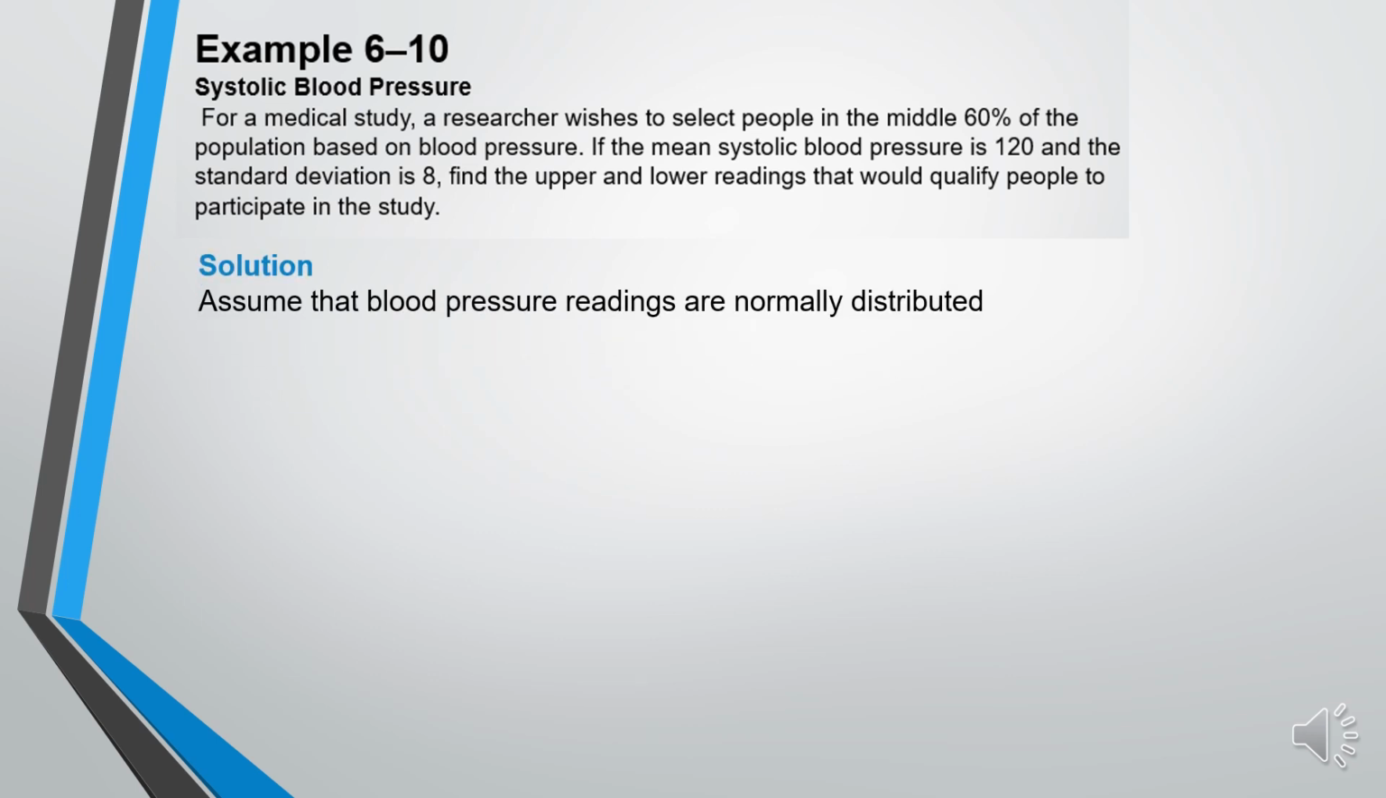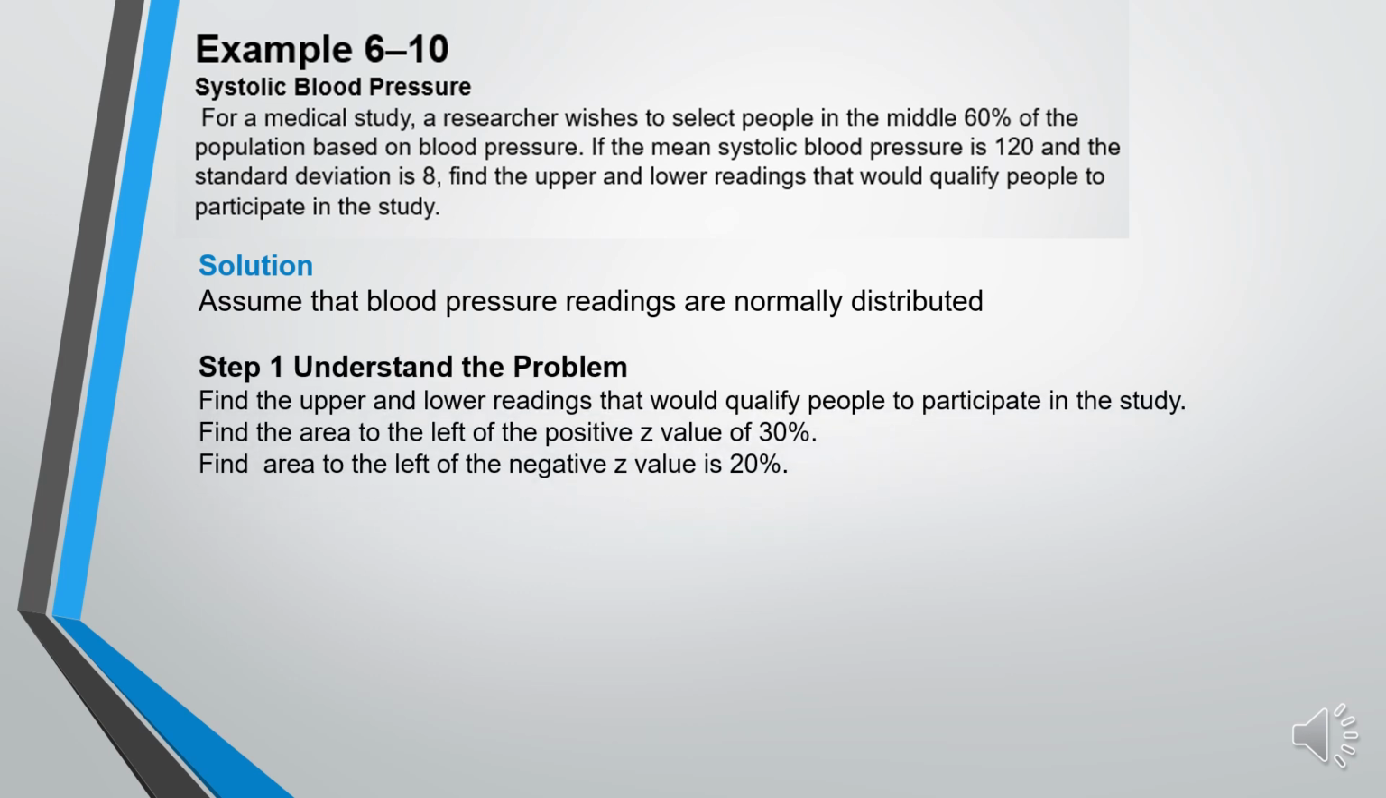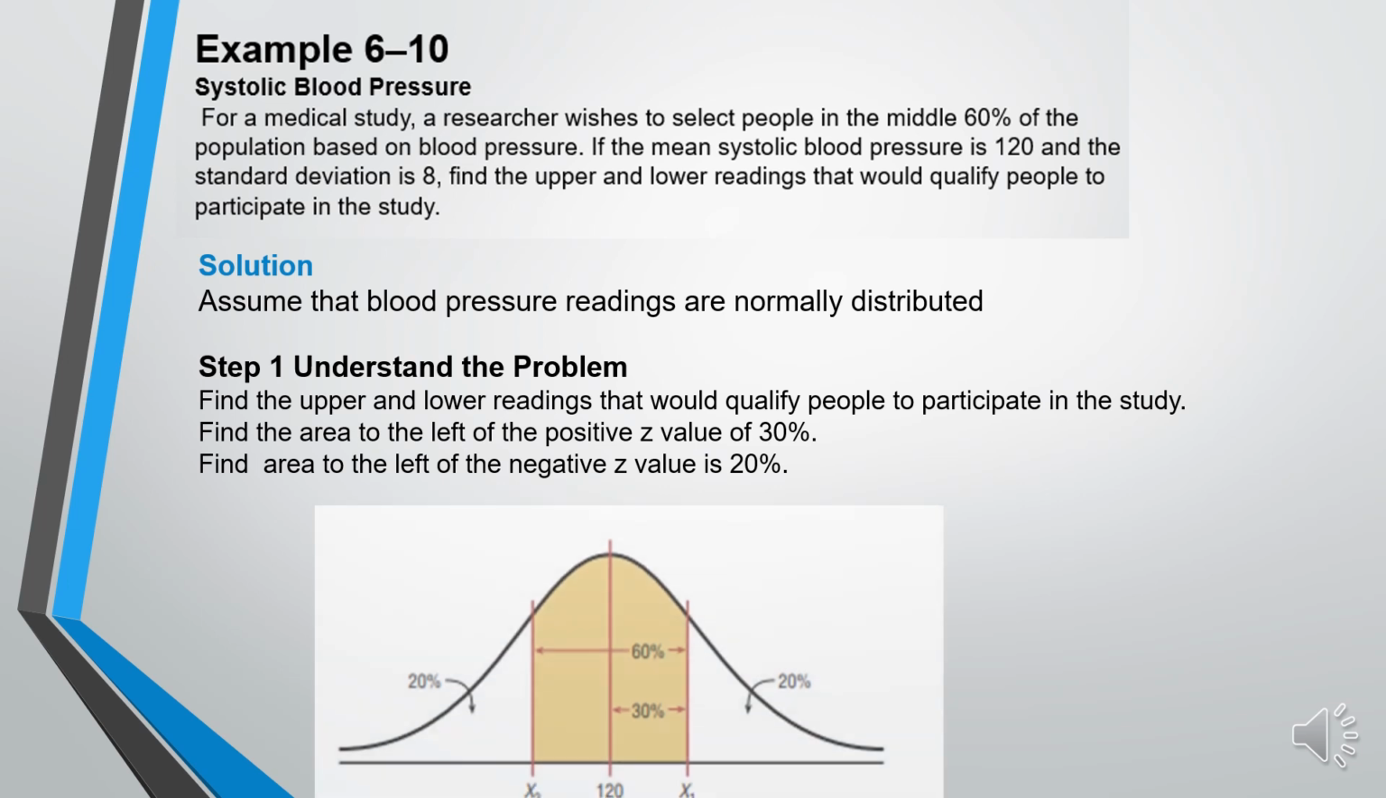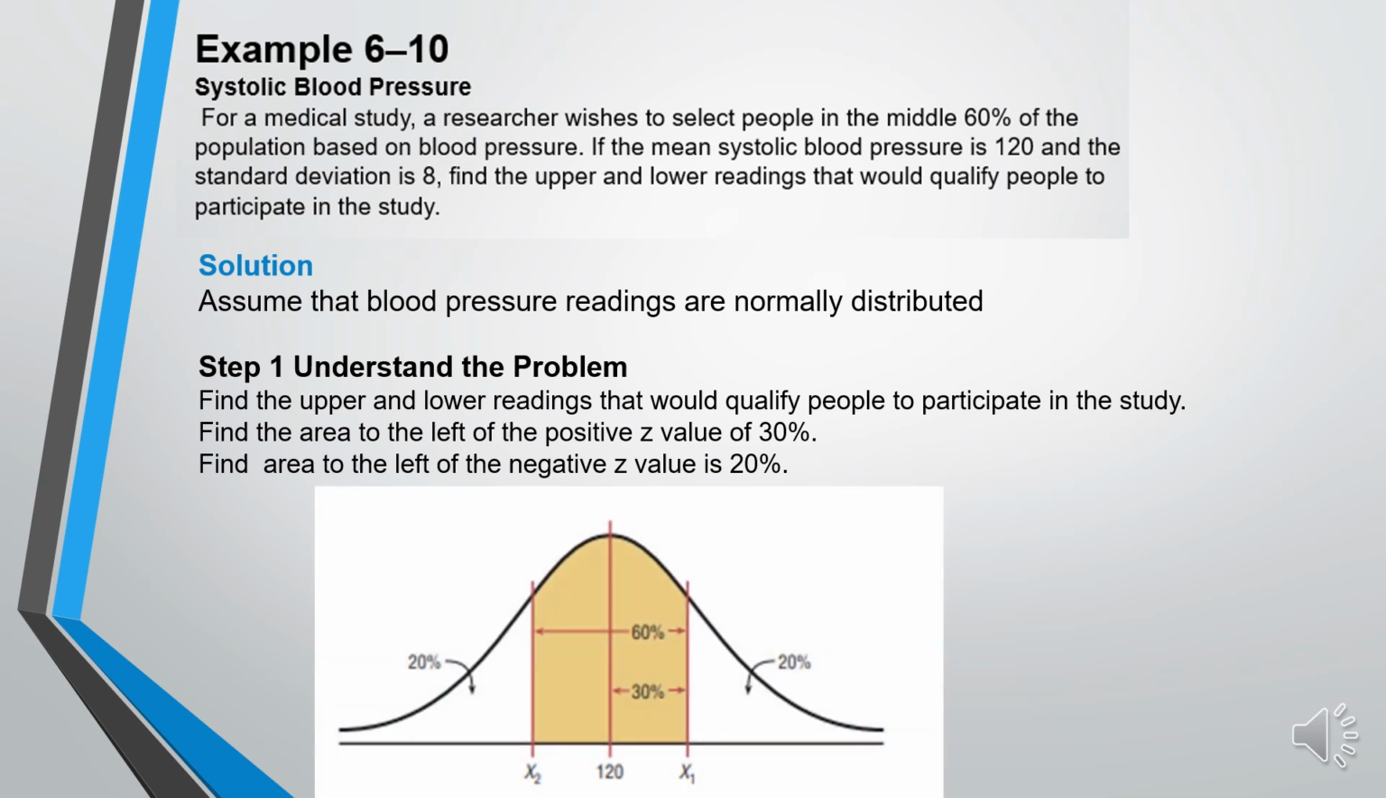So, for the solution, assume that blood pressure readings are normally distributed. Step 1. Understand the problem. Find the upper and lower readings that would qualify people to participate in the study. Find the area to the left of the positive z value of 30%. Find the area to the left of the negative z value of 20%. So this is the normal distribution. So we are going to find the values of x sub 1 and x sub 2.